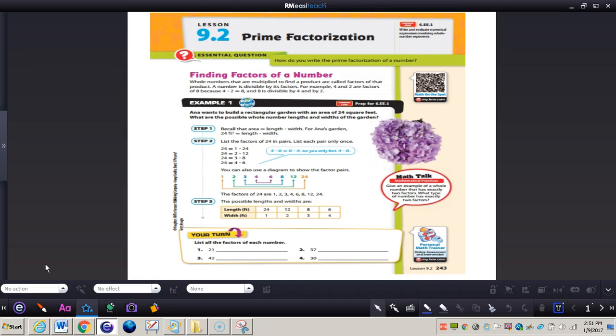So finding factors of a number, it says whole numbers that are multiplied to find a product are called factors of that product. A number is divisible by its factors. For example, 4 and 2 are factors of 8. And the reason for that is because 4 times 2 equals 8. And 8 is divisible by 4 and 2. So let's take a look at example number 1 on page 243.